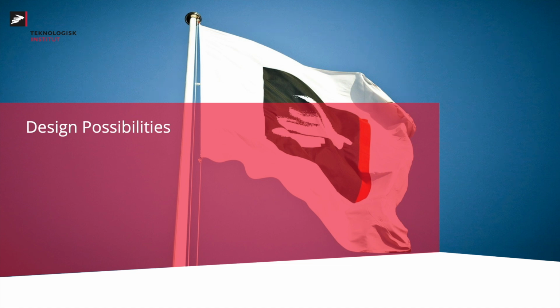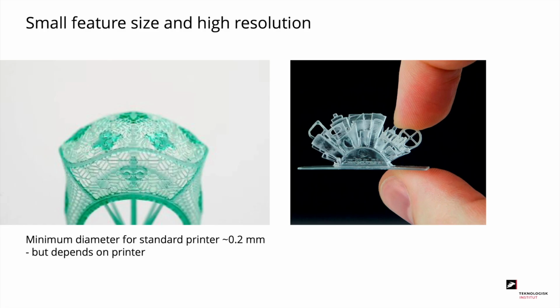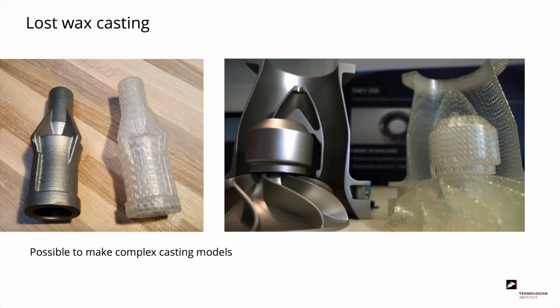Now we'll look at the different design possibilities. With VPP, you can make very small features with high resolution, as you can see on the pictures below. The minimum feature diameter for a standard printer is no more than 0.2 millimeters, but of course it depends on the printer. Another design possibility with VPP is lost wax casting.